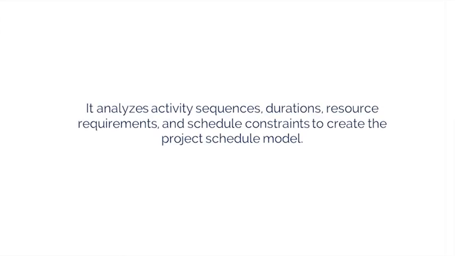Develop schedule is the sixth process, and it analyzes activity sequences, durations, resource requirements, and schedule constraints to create the project schedule model. The key benefit of this process is that by entering schedule activities, durations, resources, resource availabilities, and logical relationships into the scheduling tool, it generates a schedule model with planned dates for completing project activities.